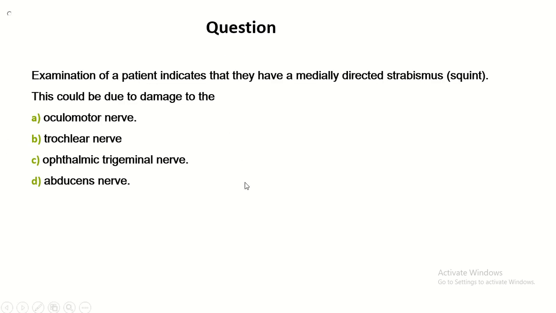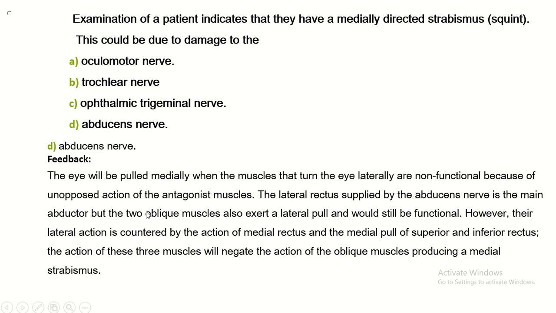Examination and now test questions. The examination of a patient indicates that they have a medially directed strabismus. This is due to damage to which nerve: oculomotor nerve, trochlear nerve, ophthalmic trigeminal nerve, or abducens nerve? The answer is abducens nerve.